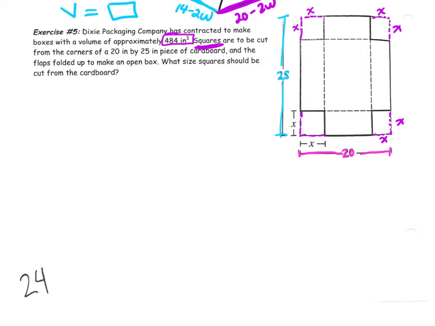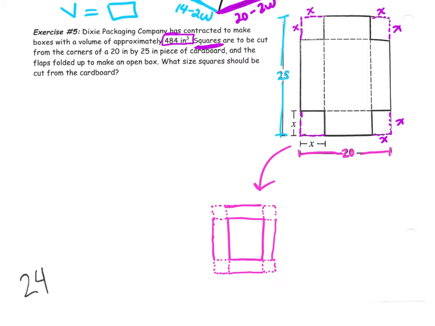Okay, so we can recreate our picture. So we know if this whole length is that 20, and this is X and this is X, we know this length to be 20 minus 2X, right? We just did this in that previous problem. If this whole length is 25, and we have X's on either side, and we're cutting this piece out and this piece out, to get this piece, we know that that's 25 minus 2x.